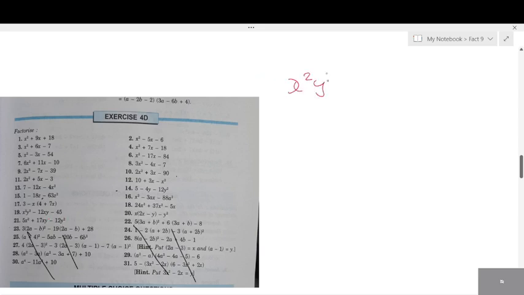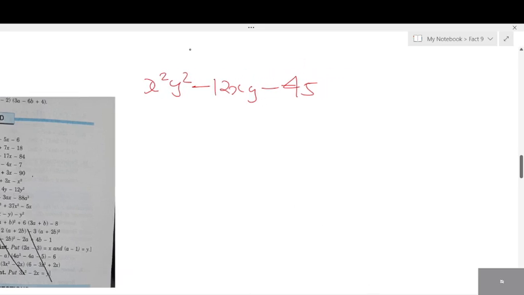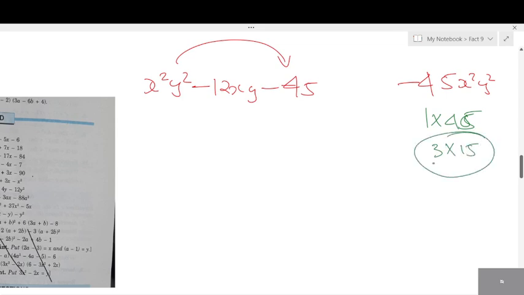X square y square minus 12xy minus 45. Don't get confused. It's the same concept. Multiply the first and last. What you get? Minus 45. What are the factors of 45? 1 minute, 1 minute. Are we getting 12 if you take 1 into 45? Then 3 into, are we getting the value? So look here. Enough, students. You all don't write anything. I'll teach you. I'll tell you all.